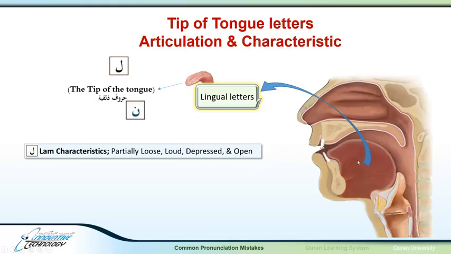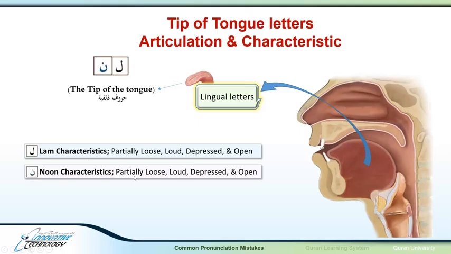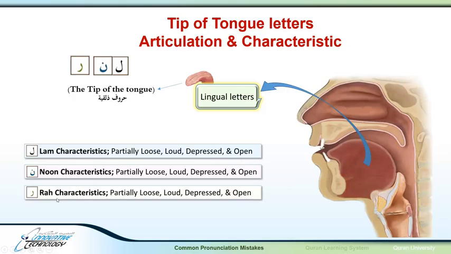Second letter is N, and the N we have mentioned before because it has a dual articulation point. It's a nasal, it comes from the nasal passages as well as from the tip of the tongue. So it has a dual articulation. And the noon is characterized by being partially loose, loud, depressed, and open as well. The third is the R, and the ra is characterized by being partially loose, loud, depressed, and open also.